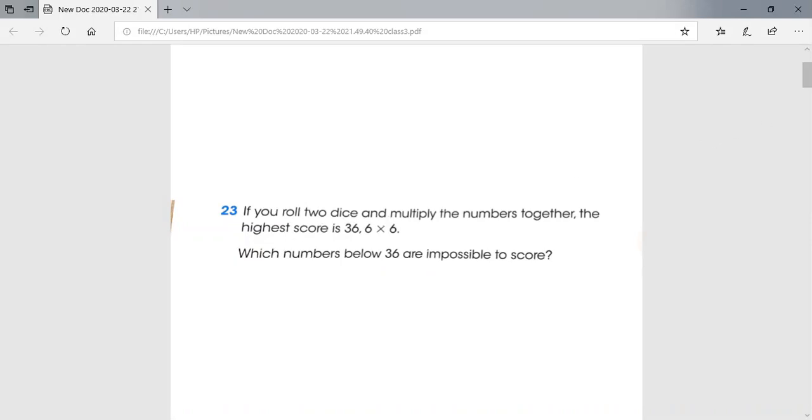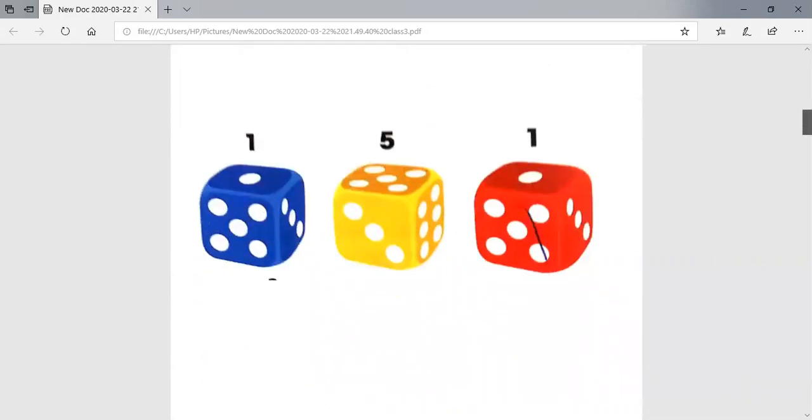I will show you a die. Die means this is a die. You know this die? You saw. You have seen this one, maybe in some games or something, you have seen this one before, yeah? Actually, this is a type of a cube.